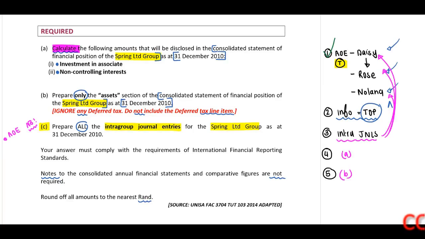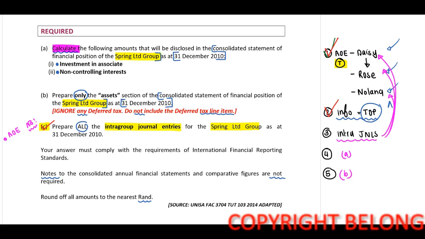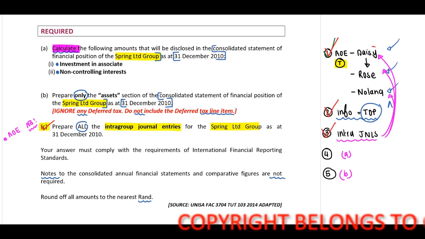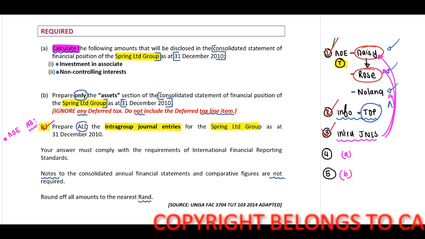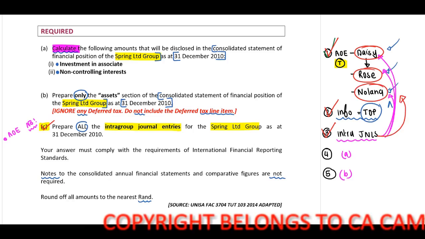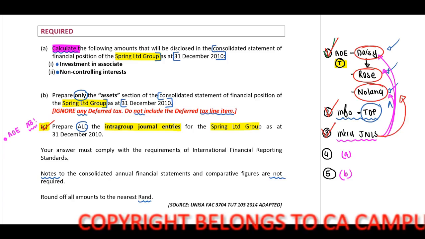When we look at the requirement, we have completed part C. We still have to complete part A and part B. On the right side, when you look at our plan of action, guys, we've completed number 1, number 2, and number 3. We now need to complete our analysis of owner's equity of Daisy, Rose, and Nolana by taking into account all of our intra-group journal entries.